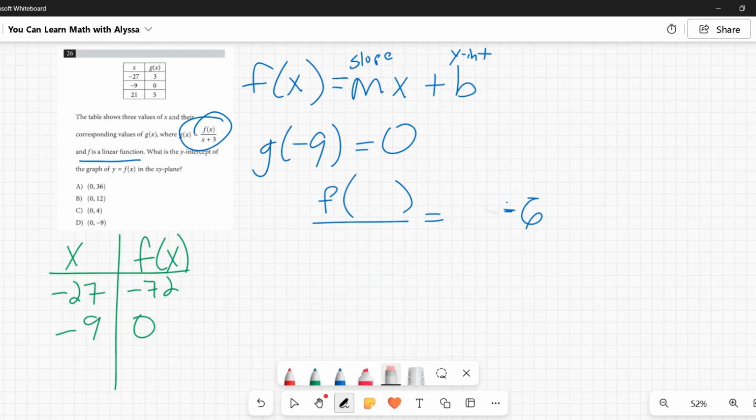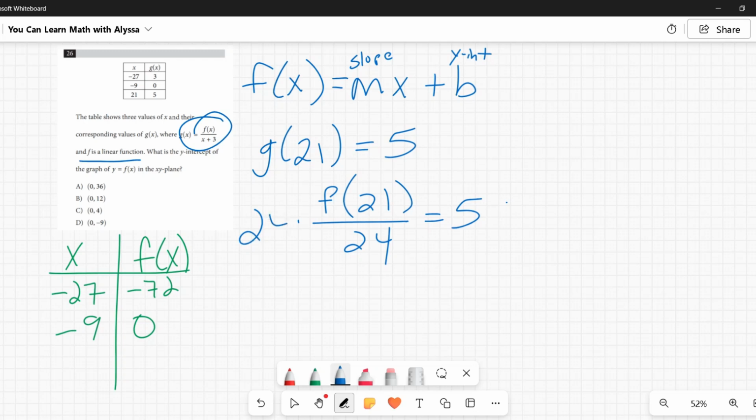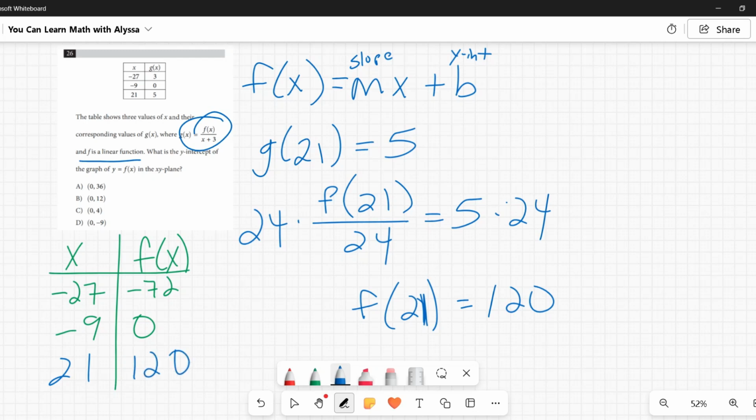Our last one here says that when x is 21, g of x is 5. Again, plugging into our equation, f of 21 over 21 plus 3 will equal 5. 21 plus 3 on the bottom is 24. f of 21 is being divided by 24, so I need to multiply by 24 to undo that. And I get that f of 21 is equal to 5 times 24, or 120. So I've got another point, 21 and 120.